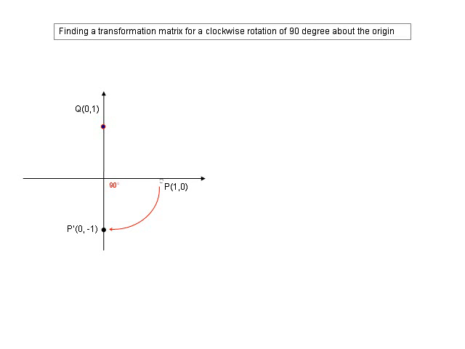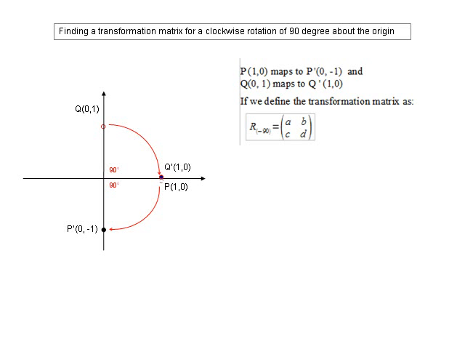Our next point, Q, which is on the y-axis at (0, 1), if we rotate that point, then we will notice that after rotation, that point moves to the x-axis at location (1, 0). Mathematically, we say that P at (1, 0) maps to P prime at (0, -1), and Q, the point at (0, 1), maps to its image at (1, 0).